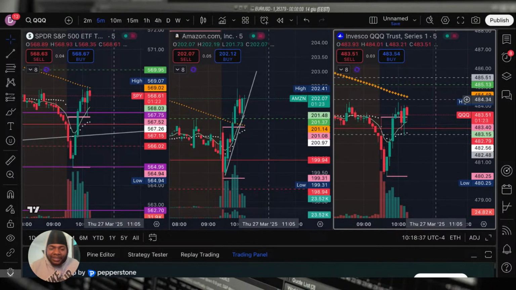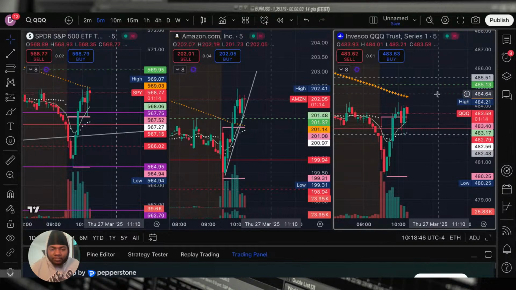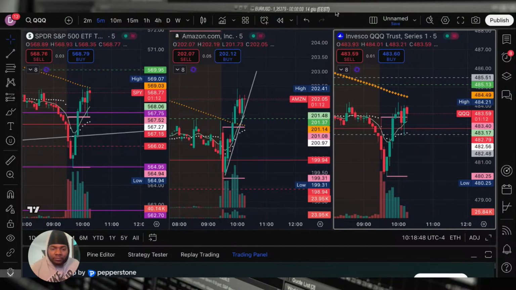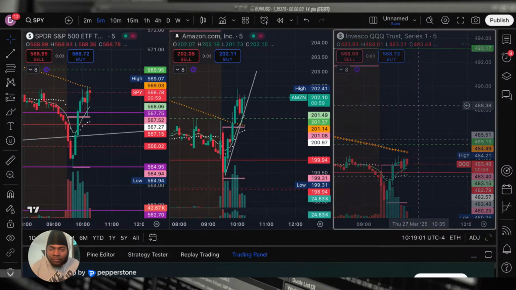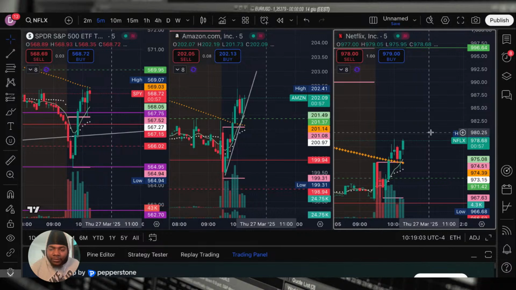It's still getting knocked back down. That's because SPY is right by this 200 moving average. Might hold off on that trade. But Netflix is breaking out. I knew Netflix was going to go.